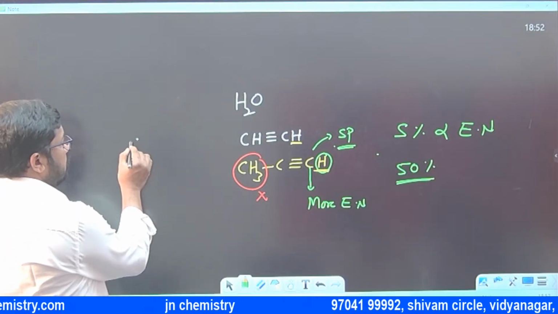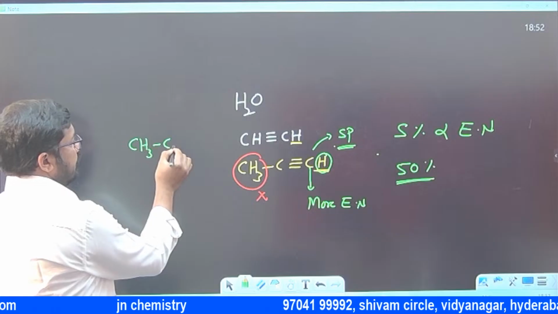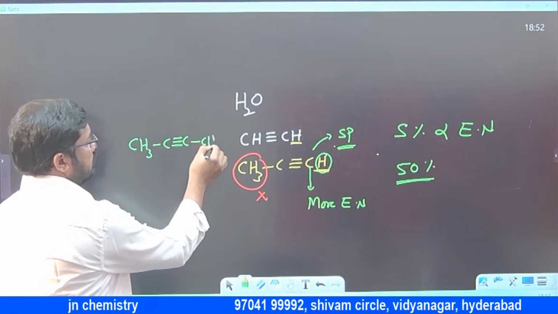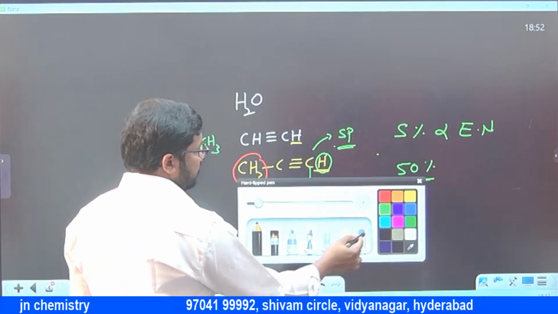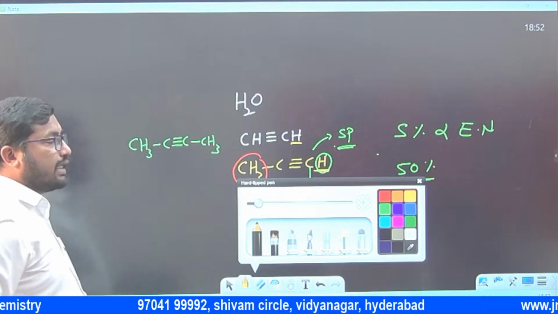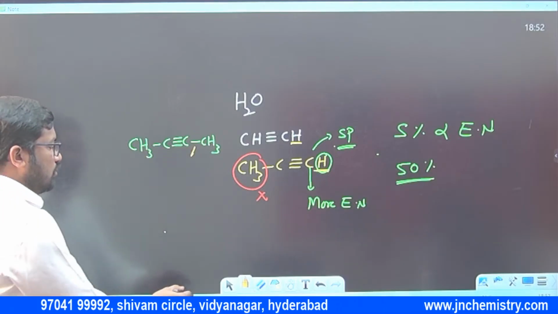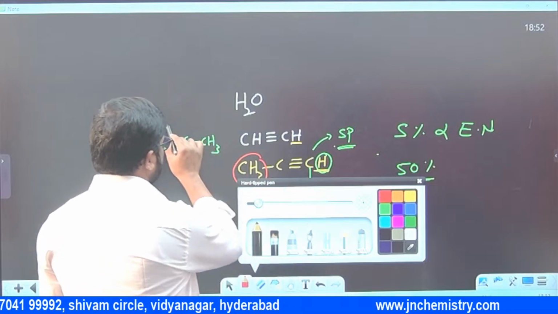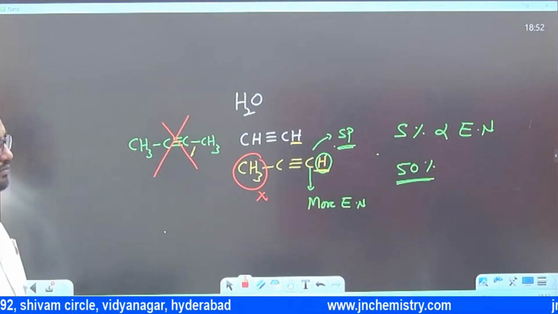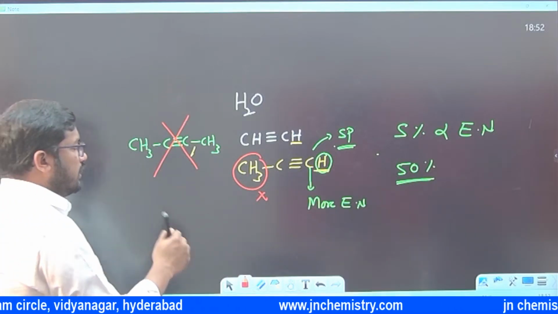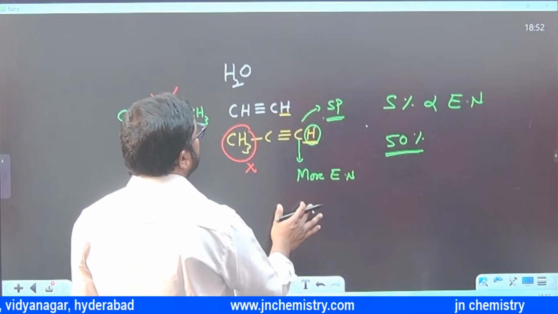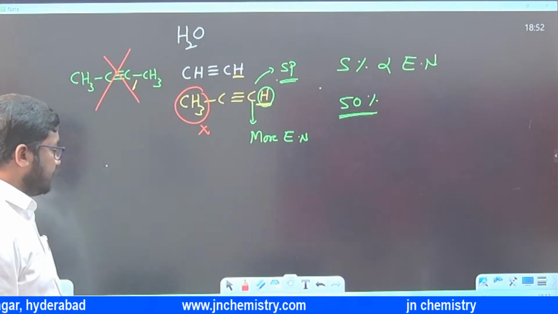For example, CH3, C triple bond C, CH3. In this case, is it possible? Is it having any protons? Proton donor? No. This total molecule doesn't contain the proton. Water, acetylene. Okay. Next.